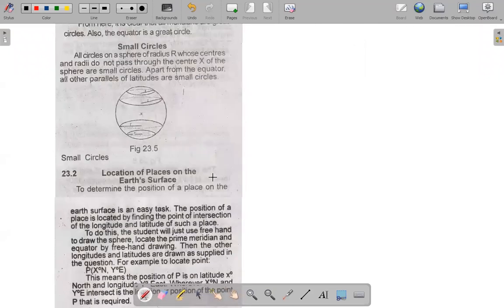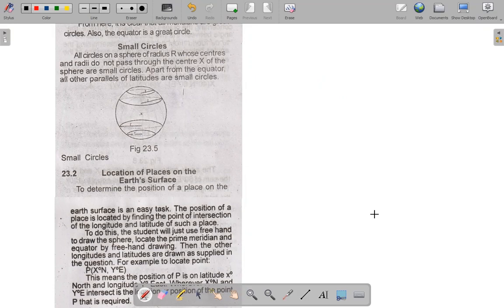The location of places on the Earth's surface. What is the essence of learning all of this latitude and longitude? The essence is to determine the location of places on the Earth's surface. We do that by locating the latitude and the longitude of the places involved. Where the latitude and the longitude intersect gives you the position or the location of such a place on the globe.